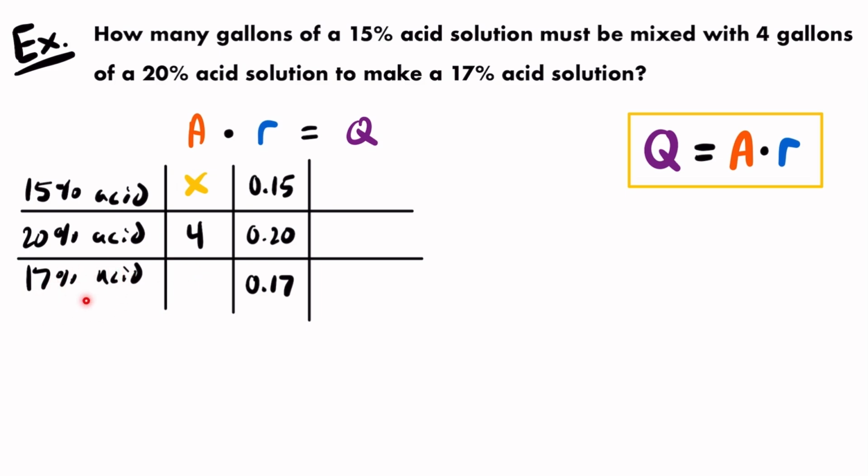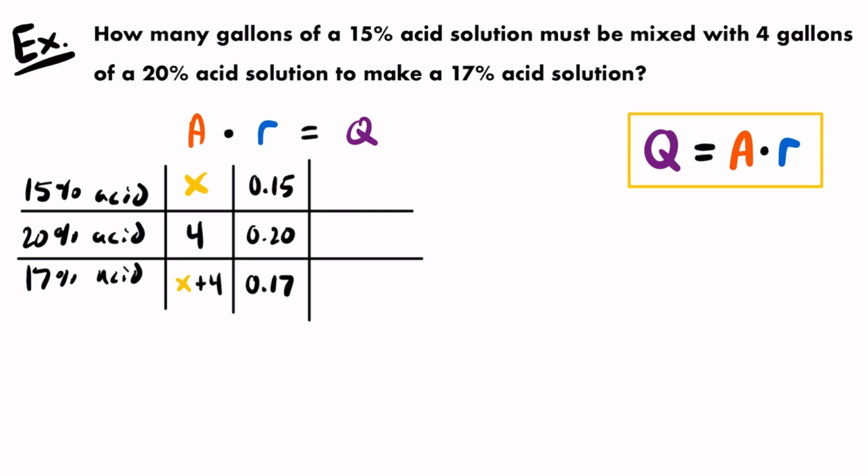Because remember, the 17% acid solution is being created by combining the 15% acid and 20% acid solution. The two amounts for those acids are being combined to make this acid solution. So the total amount of gallons for that solution will be whatever this amount is for the 15% acid added to the 4 gallons of the 20% acid. All right, so for the 17% acid solution that's being created, the total amount for it is x plus 4. So I'll write in x plus 4.